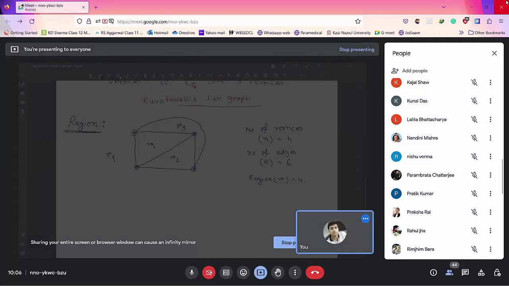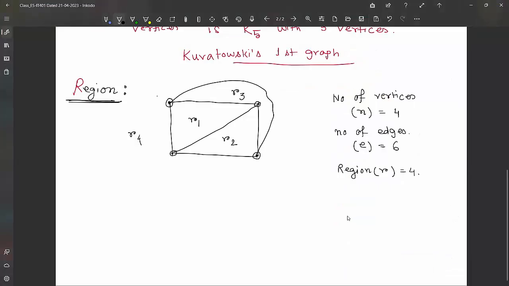Okay, so basically this is the region. Region means the portions of your graph which are created by these lines. So this is called the region, and here your total graph is actually divided into four regions, and we denote these regions by R1, R2, R3 and R4.